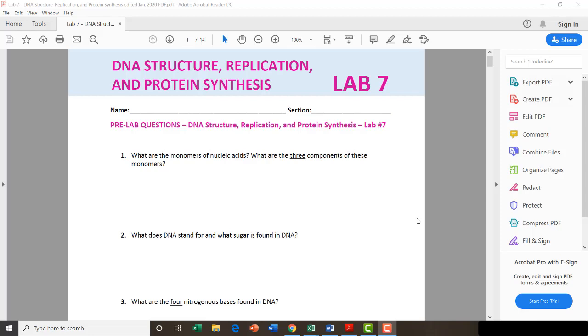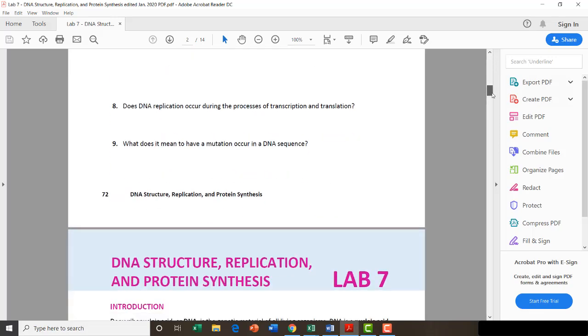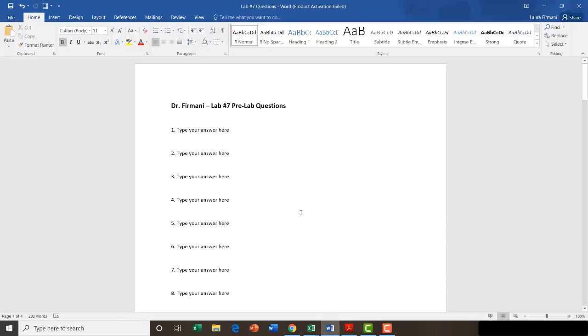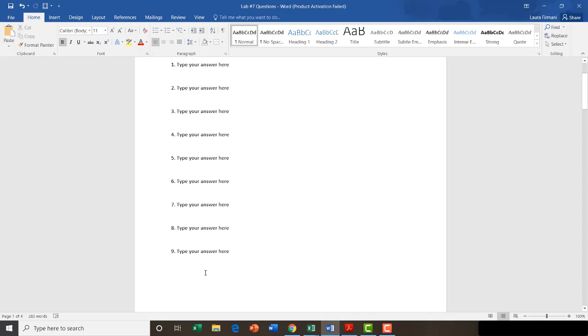Of course, like at the beginning of all labs, you have your pre-lab questions. So make sure, again, you're just really reading that introduction very carefully and you are able to answer all your pre-lab questions. So here you have pre-lab questions 1 through 9, and just like before, you'll come to your Word document. Make sure you tell me your name, that these are your pre-lab questions for lab number 7, and you can simply just type all your answers 1 through 9 for your pre-lab questions.